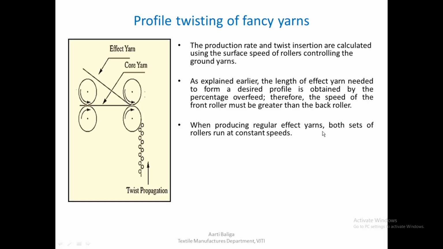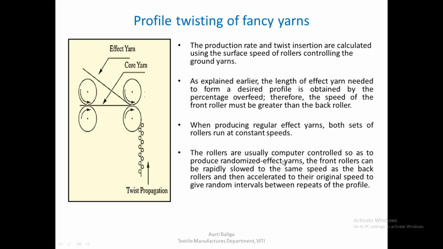When producing regular effect yarn, suppose we are producing a regular normal effect yarn where we do not require an overfeed, in that case both sets of rollers are run at a constant speed. The rollers would normally be computer controlled so as to produce randomized effect yarns. The front rollers can be rapidly slowed to the same speed as the back roller and then accelerated to its original speed. So this facility is available where the front roller can be accelerated or slowed down to give the desired length of effect along the length of the fancy yarn that we are producing.